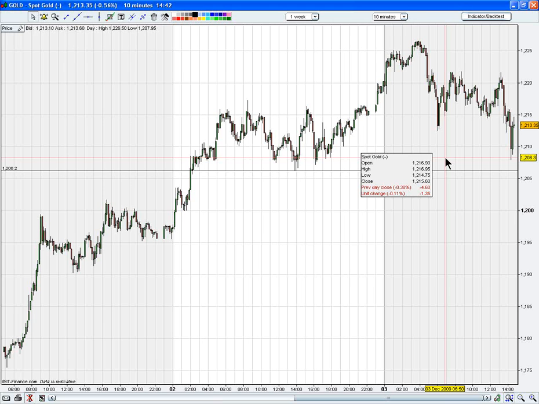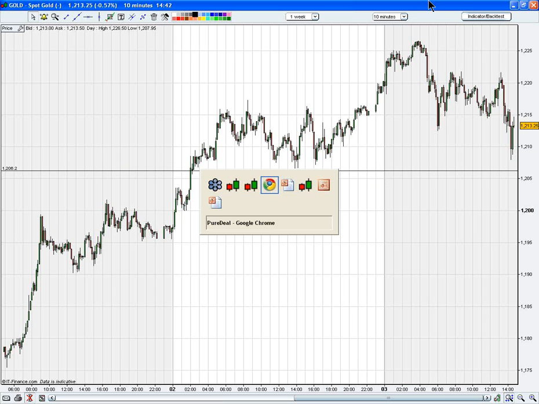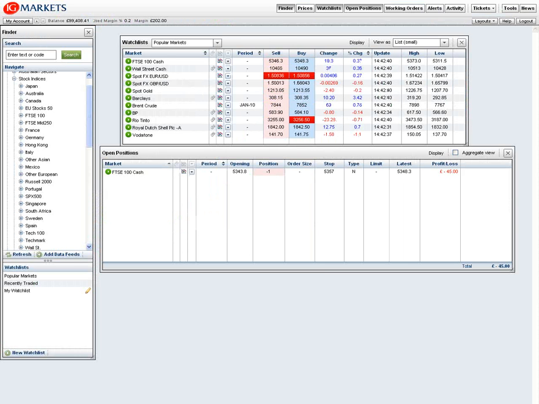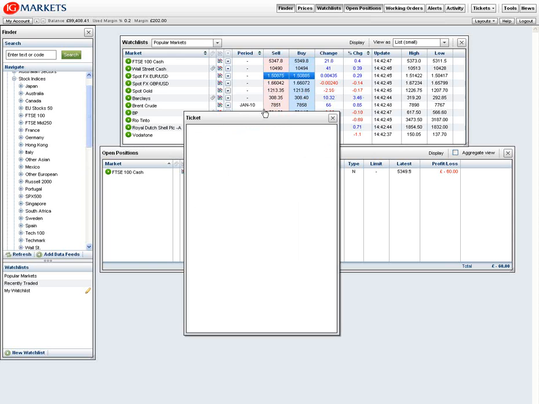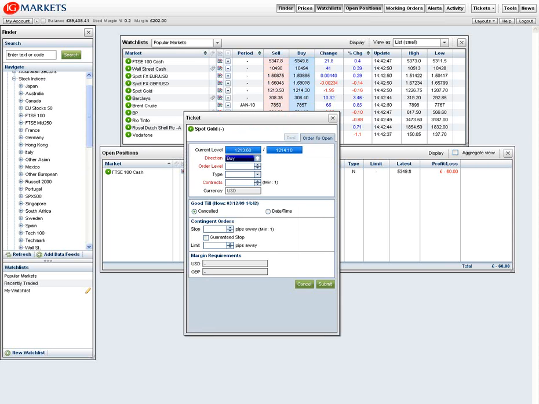We can either sit here watching gold, ready to pounce if it breaks below 12.06, but gold is a 24-hour market, so we could have quite a wait. An easier thing to do if you want to get short gold through that level is set up an order to open the trade. So let's do that. We use the drop-down list, order to open. What we want to do is sell gold.